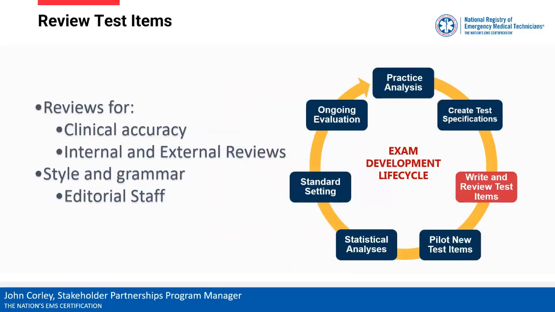The first thing we're going to review for after we get them from the item writers is clinical accuracy. The item writers are going to do that. They're going to reference the test questions to referenceable material. Internal and external reviewers are going to do that. We're also going to do internal quality checks. We're going to look for style and grammar. We're going to make sure that it's up to snuff when it comes to what we expect from our items and how they're developed, and we're going to make sure that all of that is done before they even see an examination. This process actually is pretty lengthy.